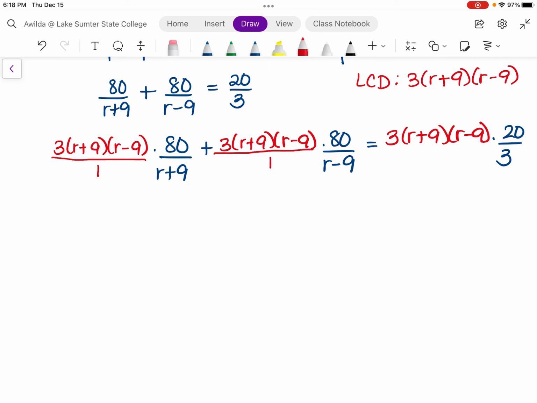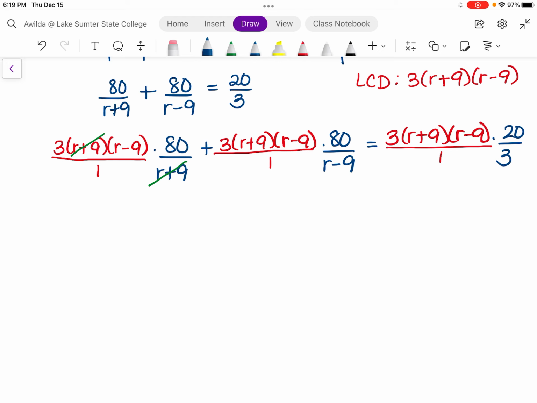Now, if it helps, you might want to write this with a denominator of 1 to remind you that when you multiply fractions, you multiply the numerators and you multiply the denominators. And that if we find any matching factors in the numerator and the denominator, we can go ahead and divide them out. For example, in this first term, we have an r plus 9 factor in the denominator and an r plus 9 factor in the numerator.